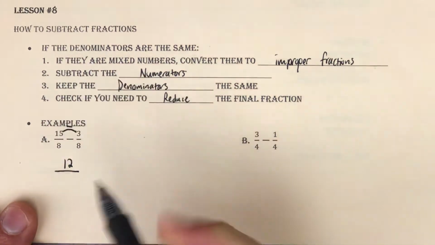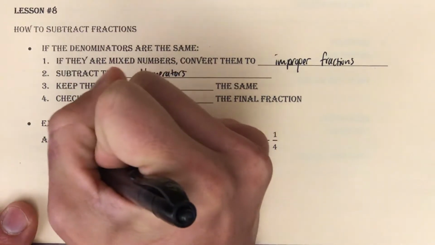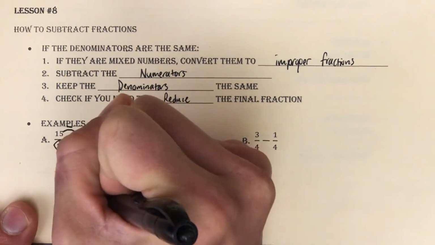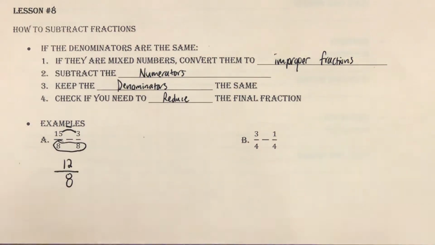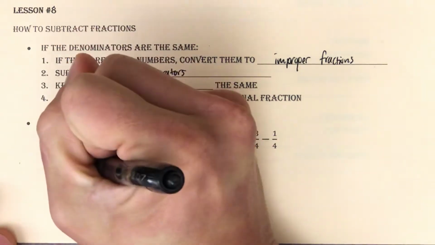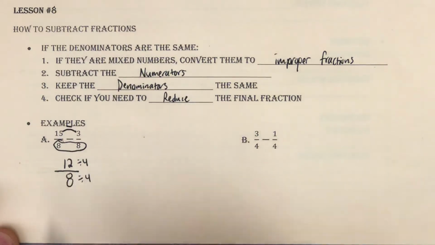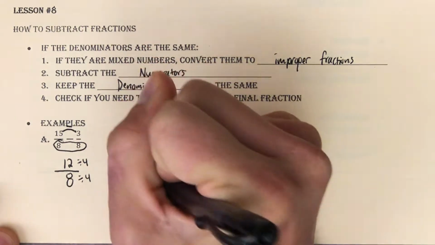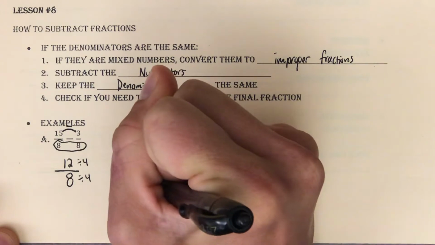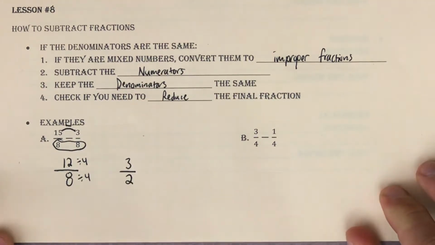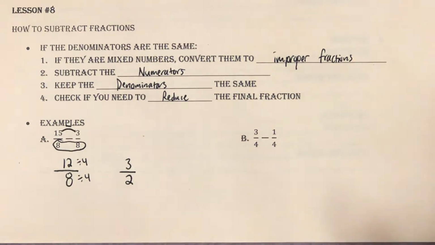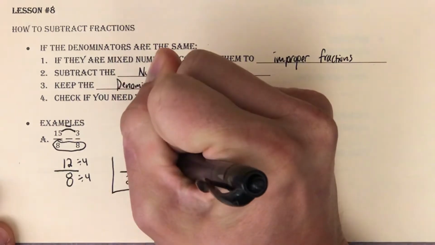And then that's going to be over... keep the denominators the same. Both denominators were 8 already, so it's going to stay as 8. Then we need to check if we need to reduce the final fraction. Well, I know that 12 and 8 have a common factor of 4, so I'm going to divide them both by 4. 12 divided by 4 is 3, and 8 divided by 4 is 2. So our final answer on this one in simplified form is 3 over 2, also known as 3 halves.